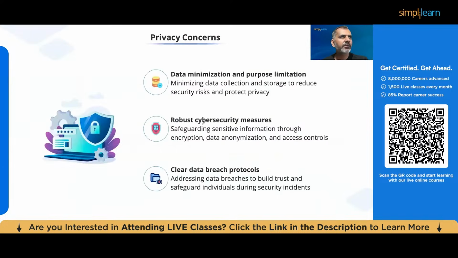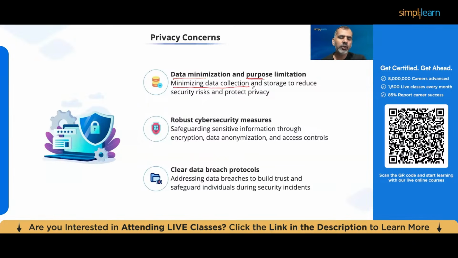When we talk about privacy concern, privacy concern is mostly related to the personal information of any user. So the best practice that you can use is data minimization and purpose limitation. Whenever you are implementing data ethics practices in any application, you should always try to collect minimum information for an individual. This is what we call minimizing data collection.